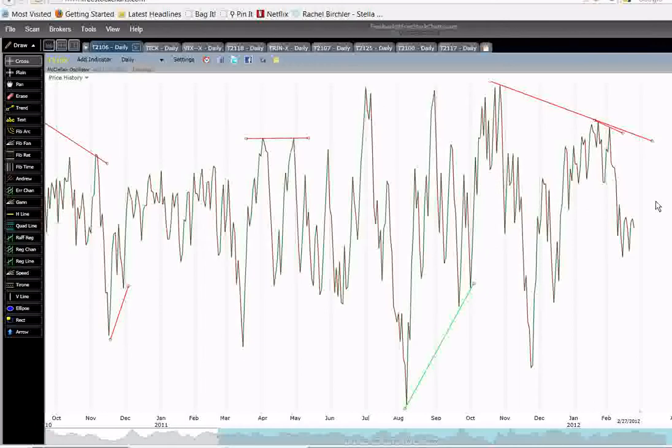But at this point in time, there's just a tremendous amount of downside risk in these markets. So take that or leave it.